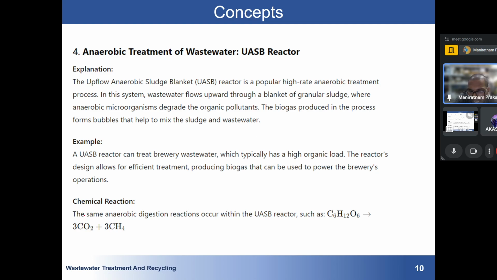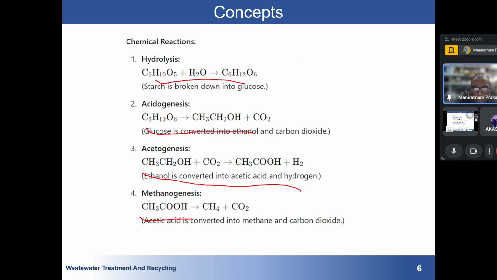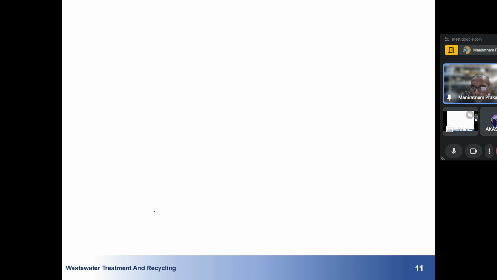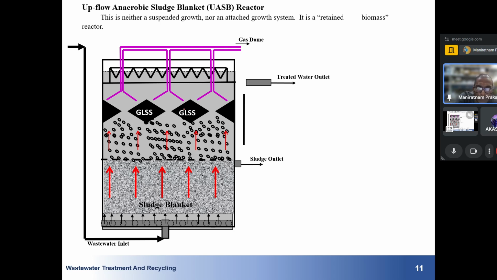The chemical reactions are the same as in an anaerobic digestion reactor. First there will be hydrolysis, then acid formation, then acetate formation, and finally methane formation. I will show the flow. This is neither suspended growth nor attached growth; it is a retained biomass reactor. Remember, we talked about suspended growth, that is activated sludge, and then the trickling filter.